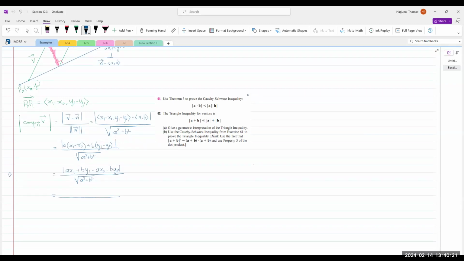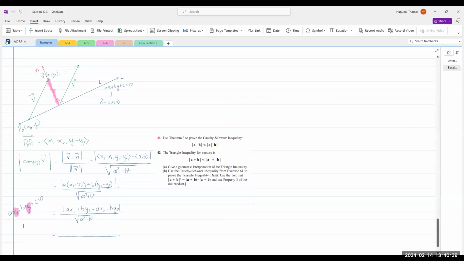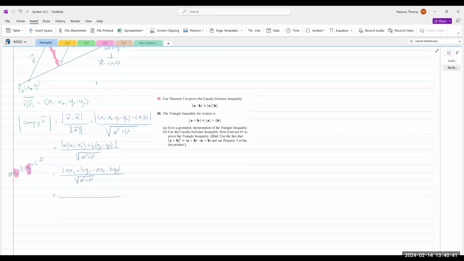Notice that ax0 plus by0 plus c equals 0. If you use the coordinate x0, y0 in that equation, well, the coordinate P0 is on the line, so it must satisfy the equation of that line. In other words, negative ax0 minus by0 equals positive c.